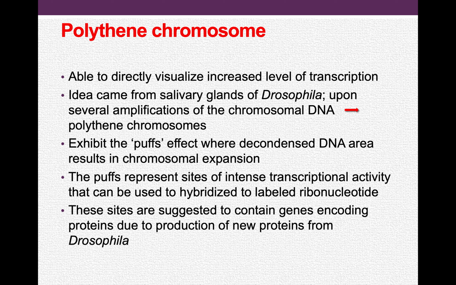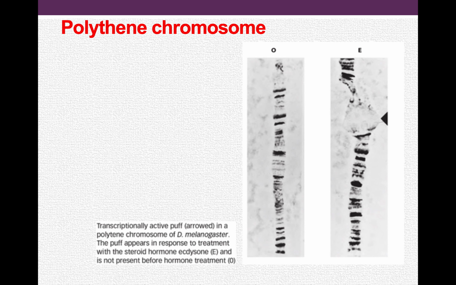In the next slide, I think there is a diagram or a picture of it. So the puff will represent sites of intense transcriptional activity, and these sites are suggested to contain genes encoding protein, due to the production of new protein. So this is what happens. Here is a transcriptionally active puff, as you can see over here as compared to here. This is in response to treatment with the steroid hormone ecdysone, and it's not present before the hormone treatment. So this is just visualization, not measurement.